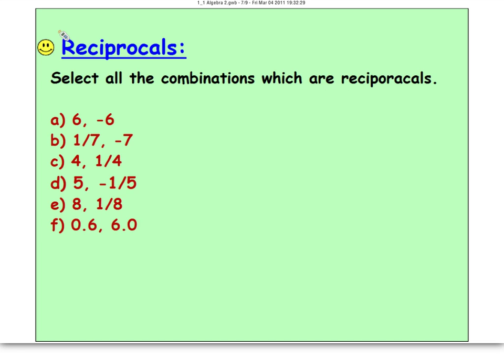Letter D is close to being a reciprocal, but what D is, is a reciprocal and an opposite. Letter E, if I take 8, I can write it as a fraction, which is 8/1. The reciprocal of 8/1 is 1/8, so E is the correct answer. And F is not applicable.